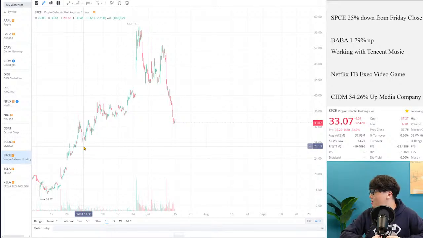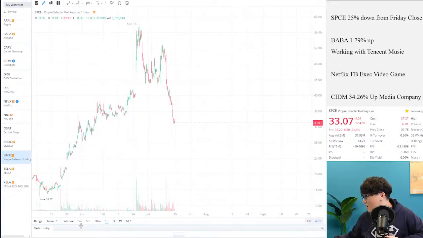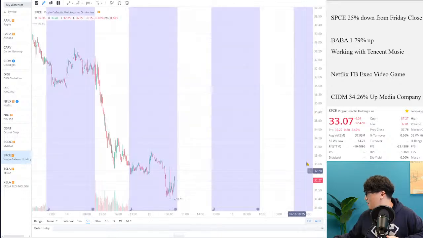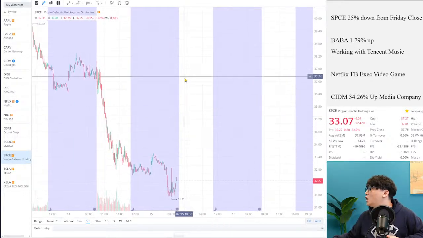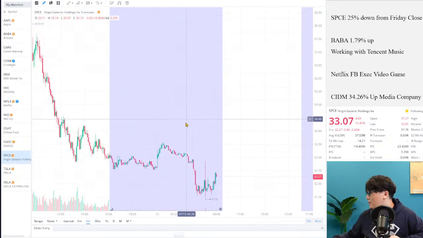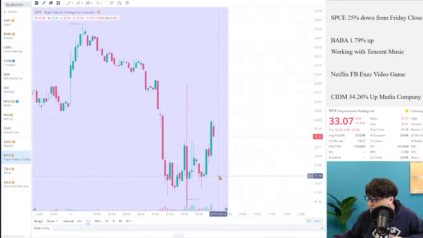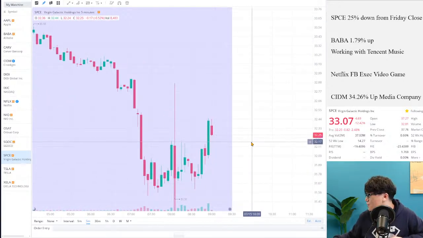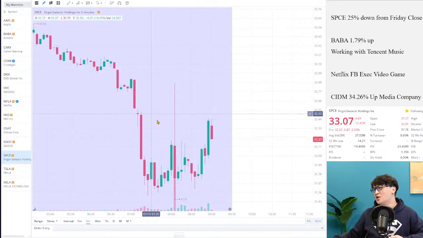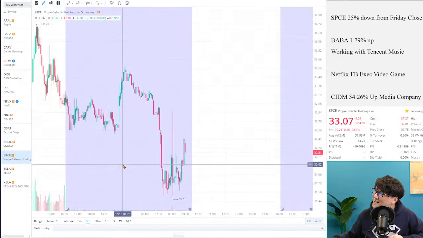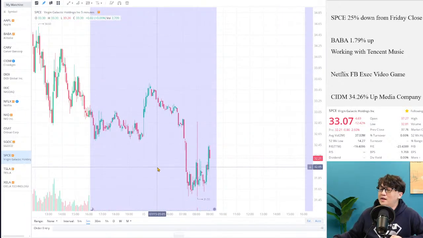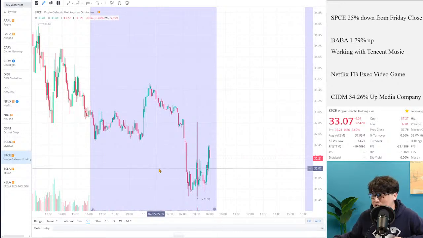Let me see the after hours and how much it's trading right now. 33. Now it's trading even lower, folks. Okay, look at it. Right now it's trading around $32.25. So for the long term, I think I'm bullish on this stock.